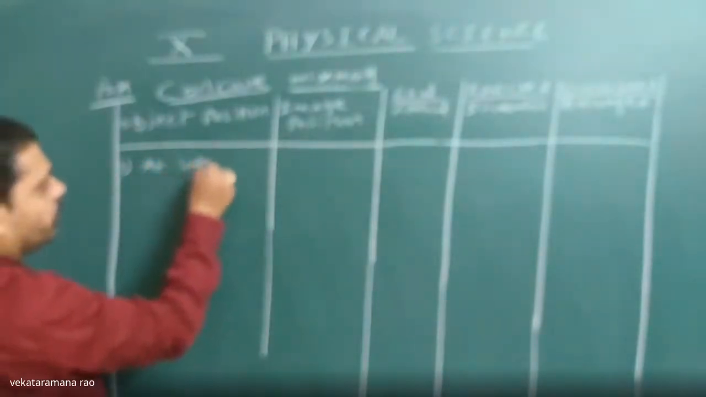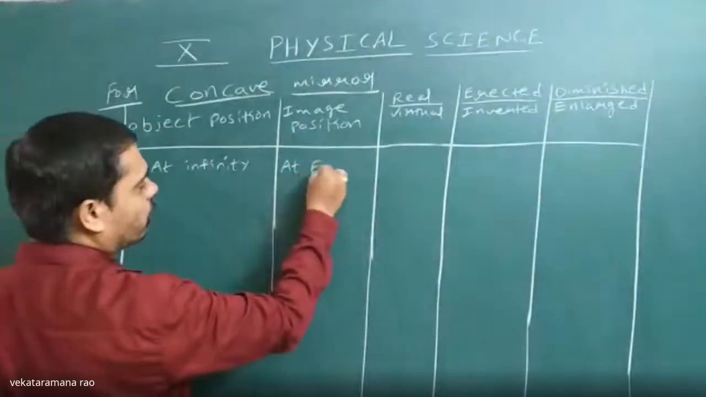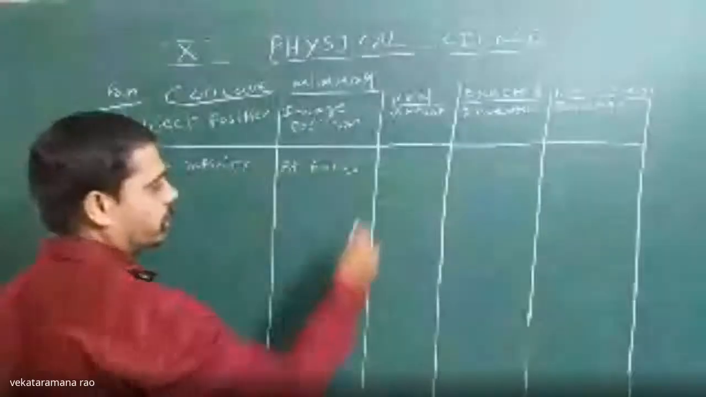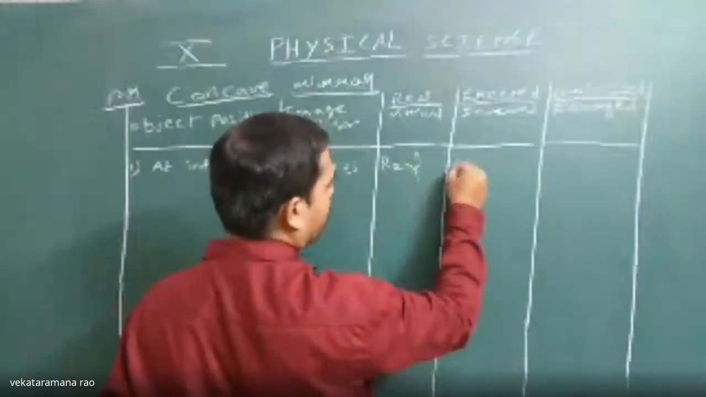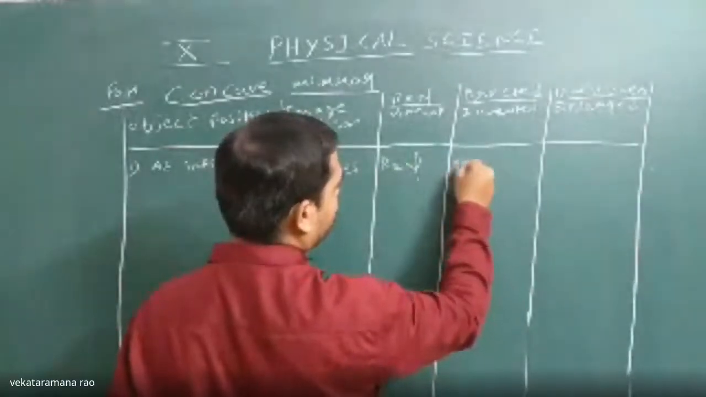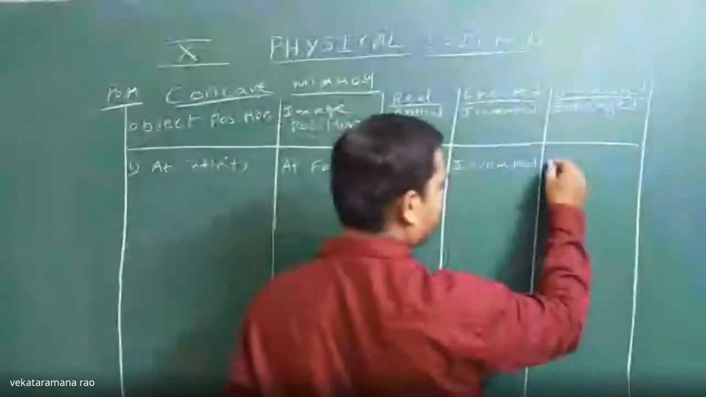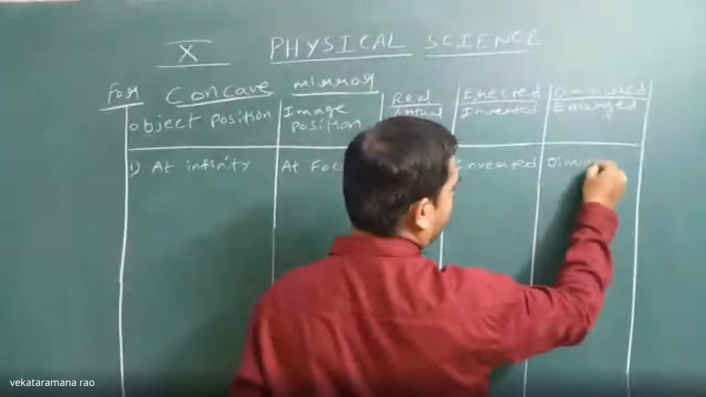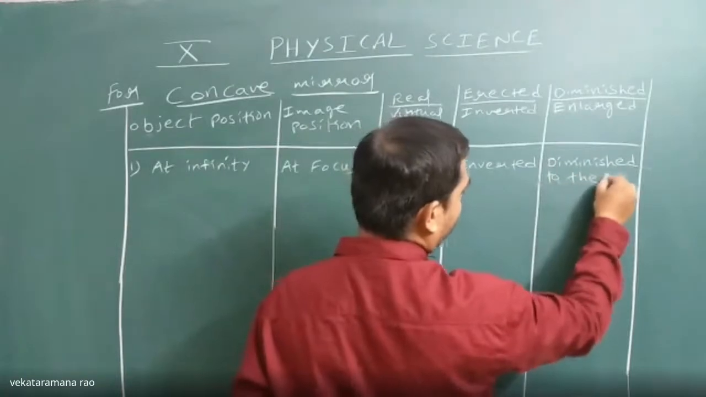Now, where is the first object position? Object position will be at infinity. In that case, where are we getting the image? At focus. Now, is it a real image? It's a real image. Is it an inverted image or erect? Inverted. Is it diminished? Yes. It's diminished to the point, size decreased up to a point.